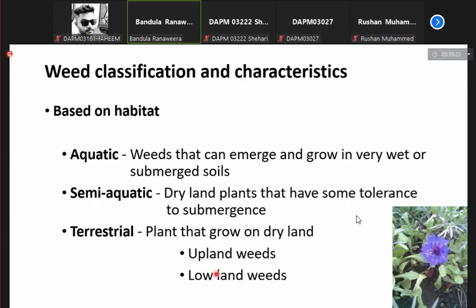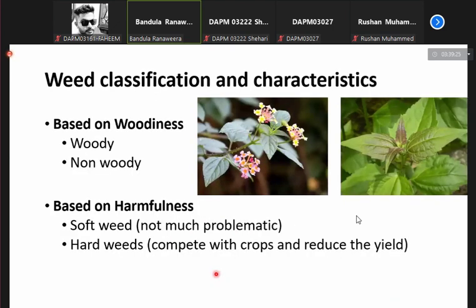Then according to the classification, or according to the woodiness and harmfulness, there are two subcategories under each category: woody plants and non-woody plants.